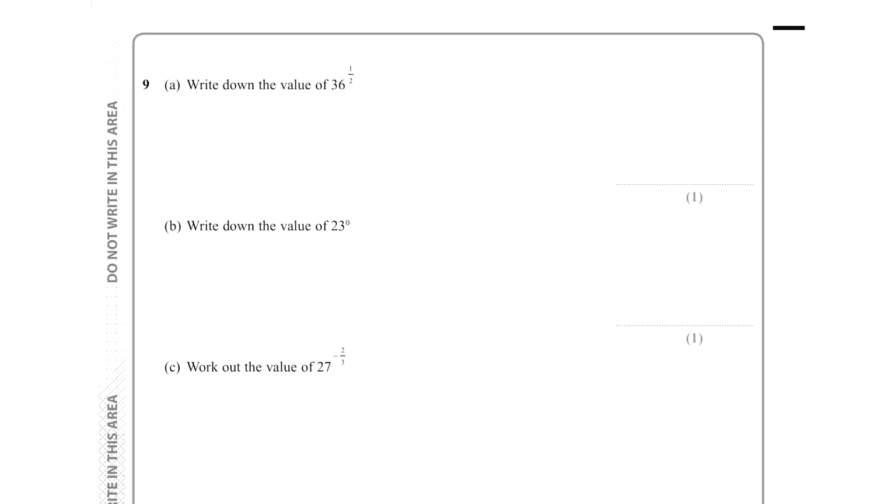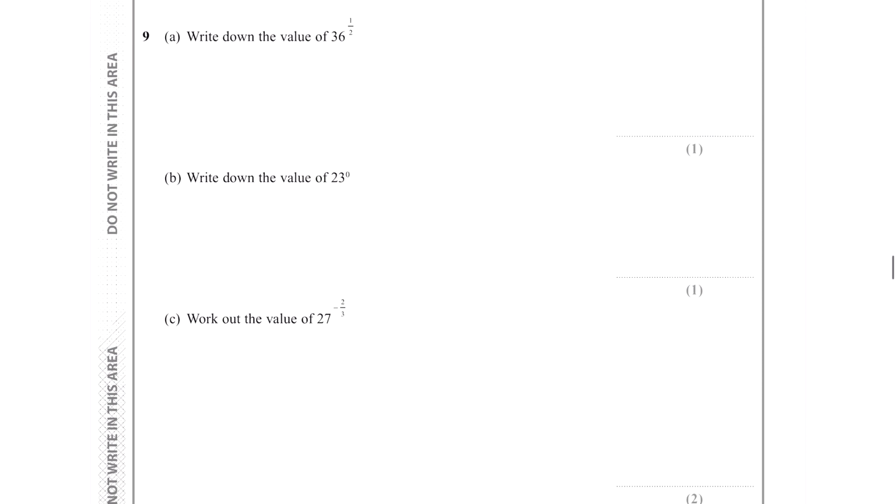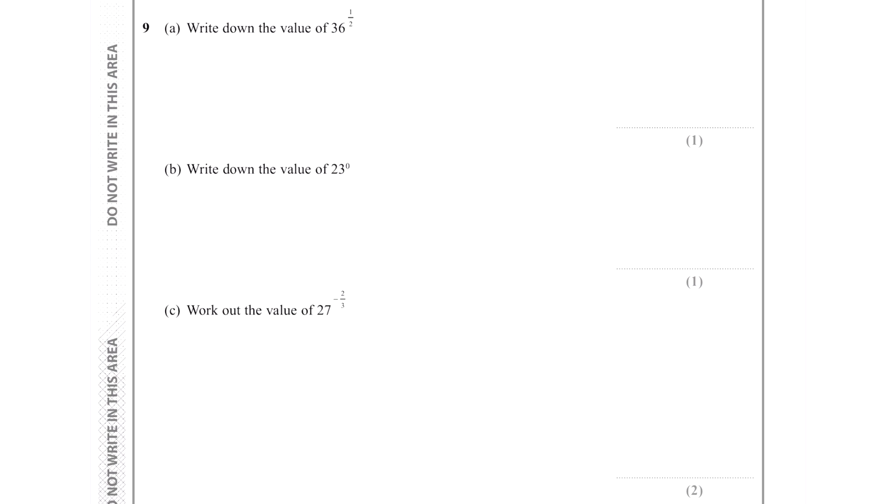Question 9. So we are now looking at indices. So with question 9, we have 36 to the power of a half, which is the same as root 36, which is 6. So two numbers that multiply together to give 36. Anything to the power of 0 is 1.